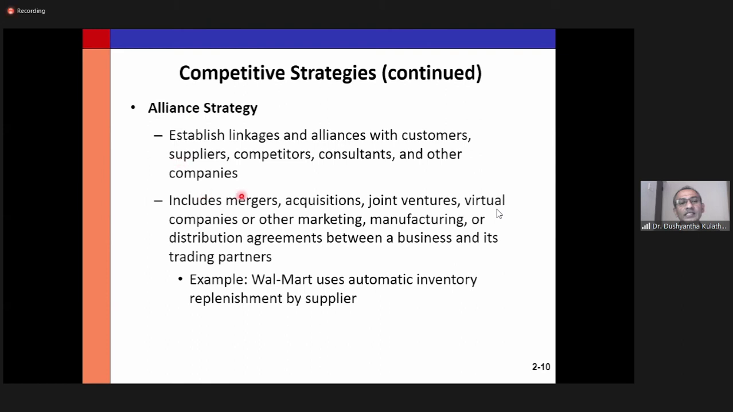So this alliance can include, here it says, mergers, acquisitions, joint ventures, and also virtual companies or other marketing, manufacturing, or distribution agreements between a business and its trading partners. You may go to an agreement with certain trading partners. That is also coming under alliance strategy. Walmart uses automatic inventory replenishment by supplier.